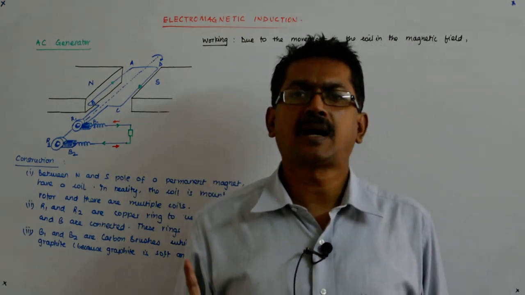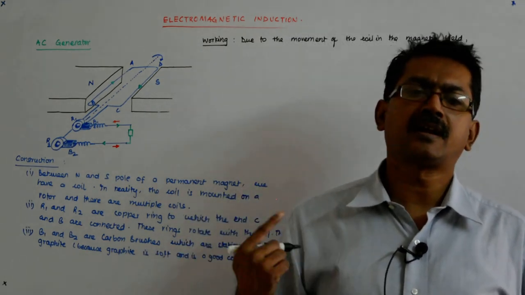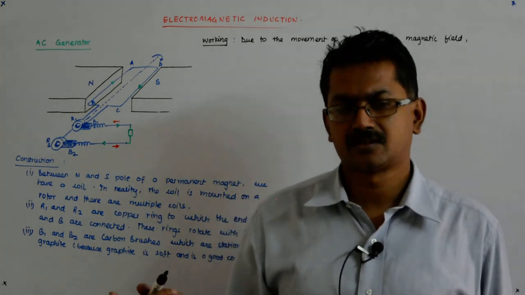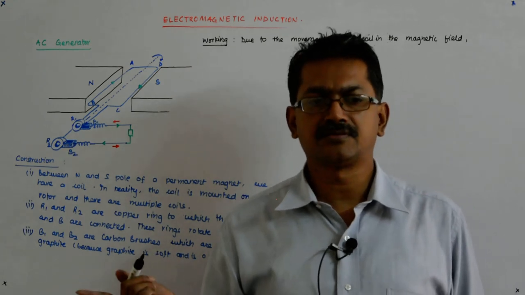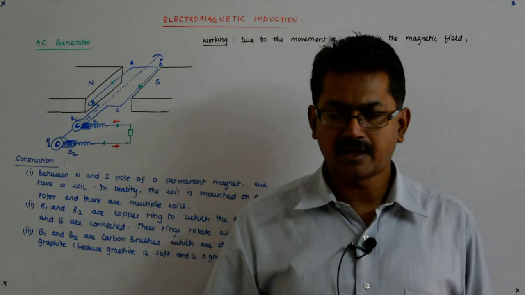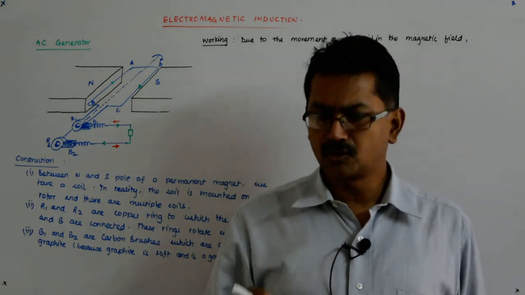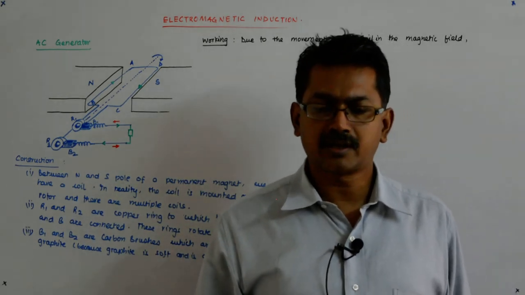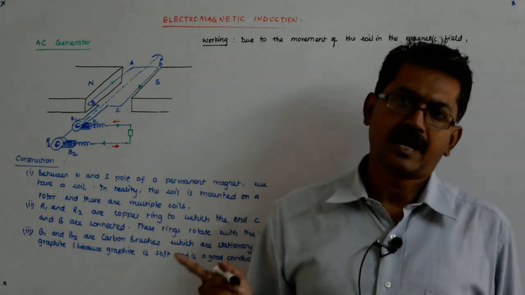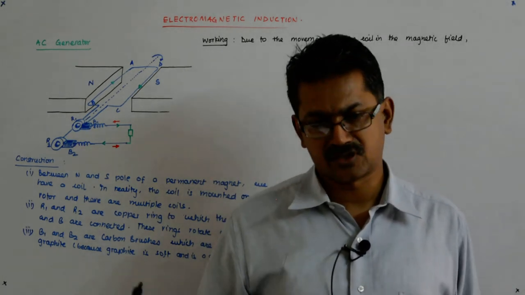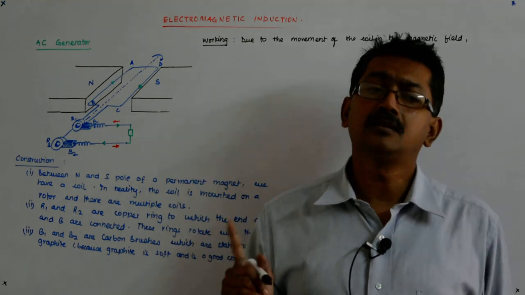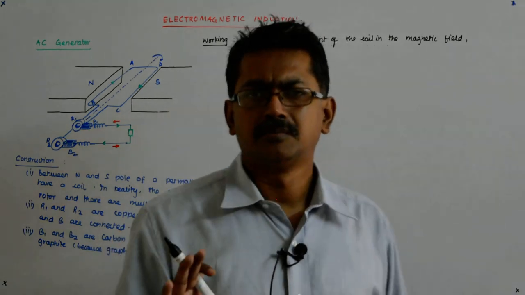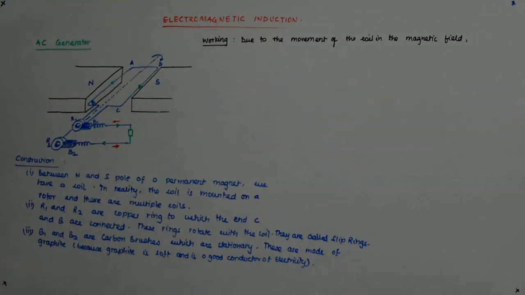If you rotate it by a turbine, which is rotated by steam, which is generated by coal, it becomes a thermal power plant. If the water is heated by nuclear energy, it becomes a nuclear power plant. If it is rotated by water, it becomes a hydroelectric plant. And if it is rotated by wind, it becomes wind energy. But the principle remains the same. There are some design changes that are to be done, but it's beyond your scope right now.